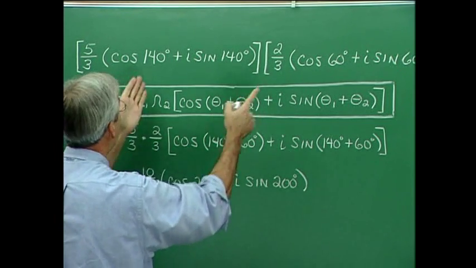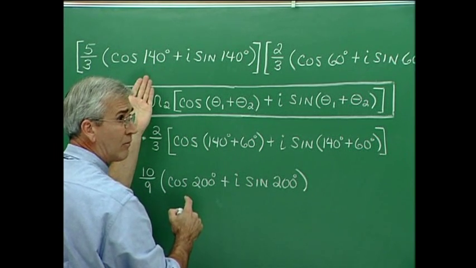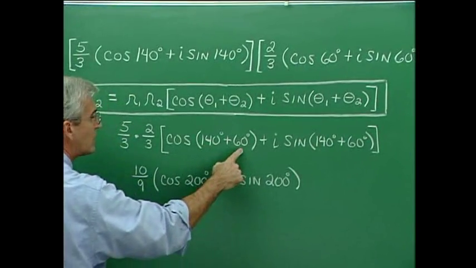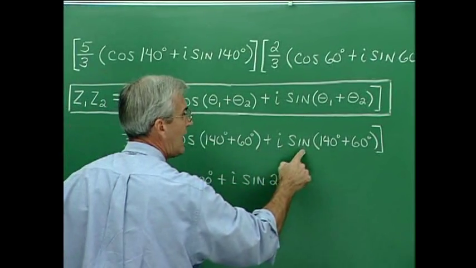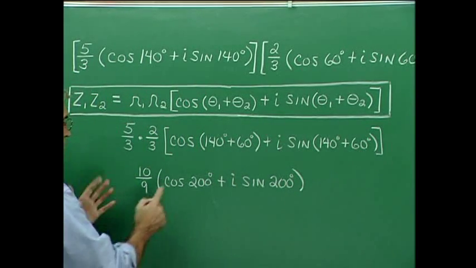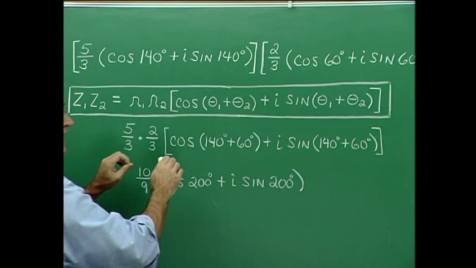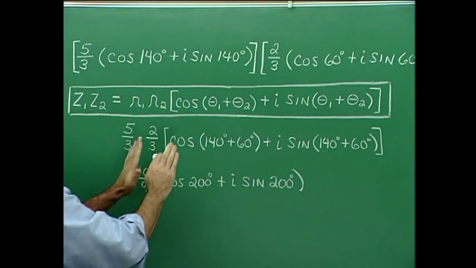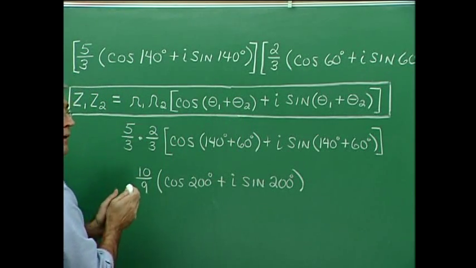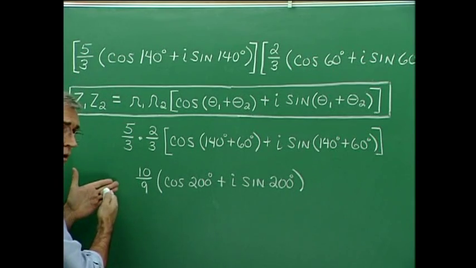So you just identify the angles involved. We have 140 degrees in this complex number in trig form and 60 degrees over there. So it's 140 plus 60, and over here plus I sine of the sum of the angles, which is also 200 degrees. So then here is our answer. And notice that we're taking a couple of numbers that are in trigonometric form, multiplying them, and we get a result which is a value in trigonometric form.